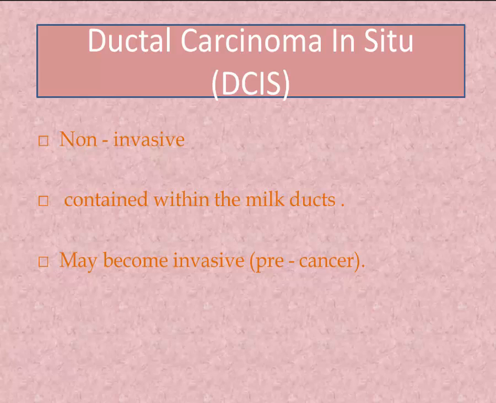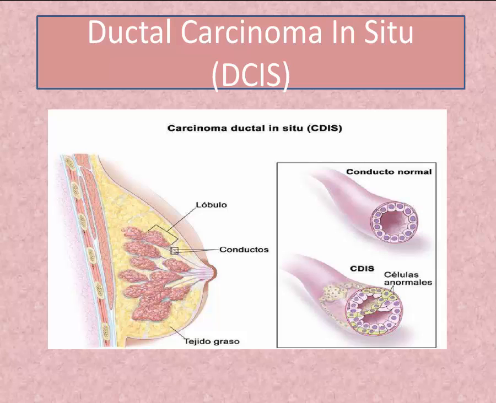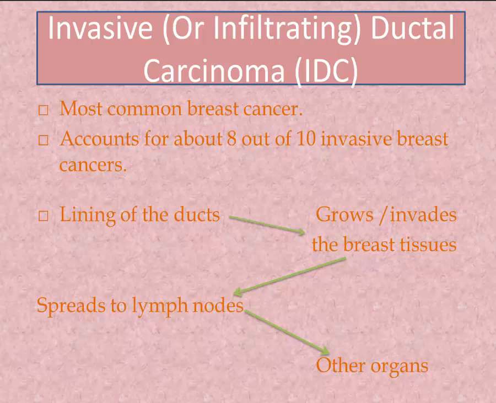Ductal carcinoma in situ is non-invasive, contained within the milk ducts. It may become invasive, a precancer. Invasive, or infiltrating, ductal carcinoma, IDC, is the most common breast cancer, accounting for about 8 out of 10 invasive breast cancers. It starts in the lining of the ducts, grows and invades the breast tissues, and spreads to lymph nodes and other organs.